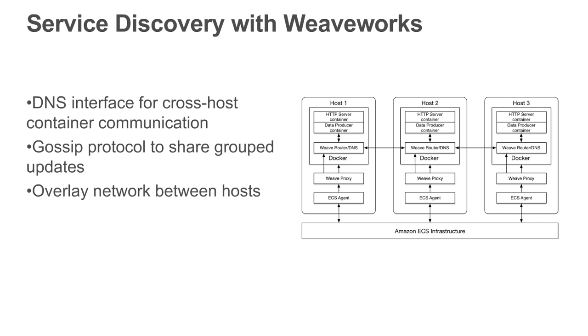Weave is a third-party service that allows you to reference containers by their name, like you would use Docker links within your Docker Compose files. And this can be applied across the entire cluster. So Weave doesn't use an external database or a consensus algorithm, but instead it uses a gossip protocol to share group updates about what is running on each host. It also provides load balancing via response randomization.